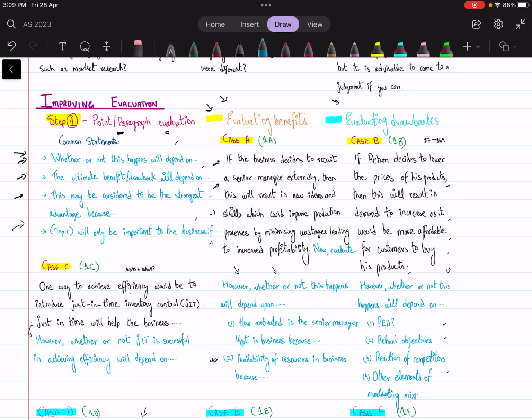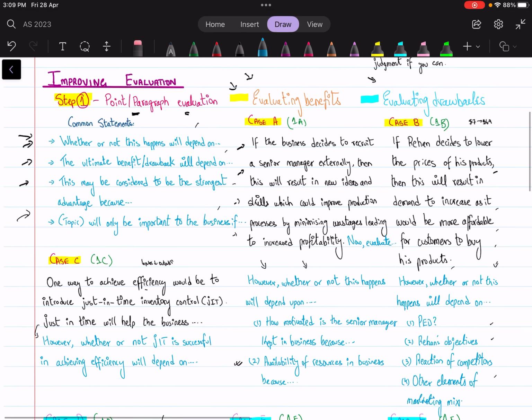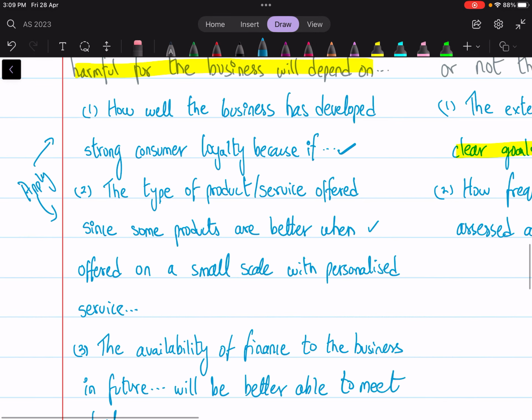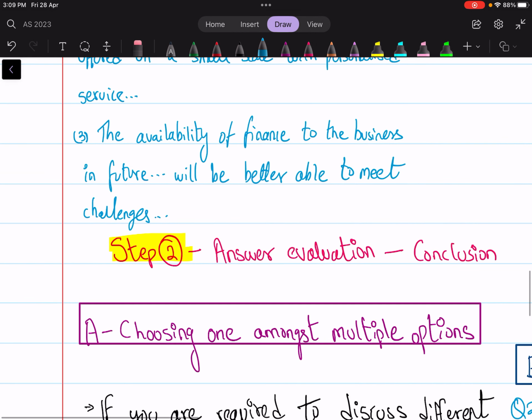So 4 comments would suffice. Once you have evaluated the points or the paragraphs that you mention, now is the time for conclusion. Do not summarize. Please do not do that. You're wasting your time. So how do we tackle the answer evaluation or the conclusion evaluation?